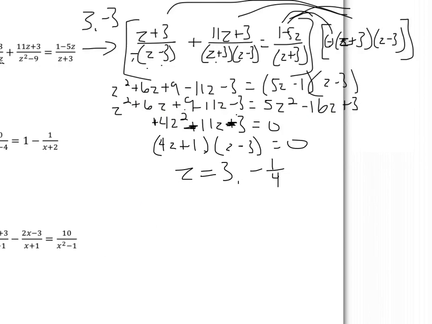But remember that 3 can't be a solution because it's one of these extraneous roots. So that one's going to be gone, and the answer is just z equals negative 1/4. Like I said, one of the more difficult problems on here because you have to factor and all kinds of stuff.